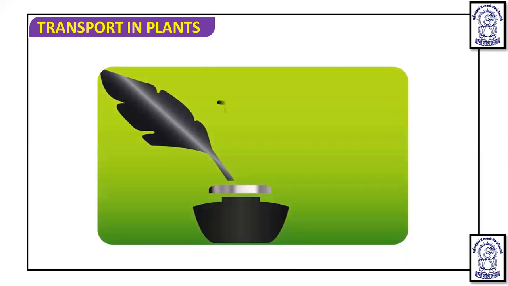So that is all about the introductory part of transport in plants and the different means of transport, that is diffusion, facilitated diffusion, and active transport, which we have discussed in detail. From the next lecture we will discuss plant water relationships. Till then, thank you everyone.